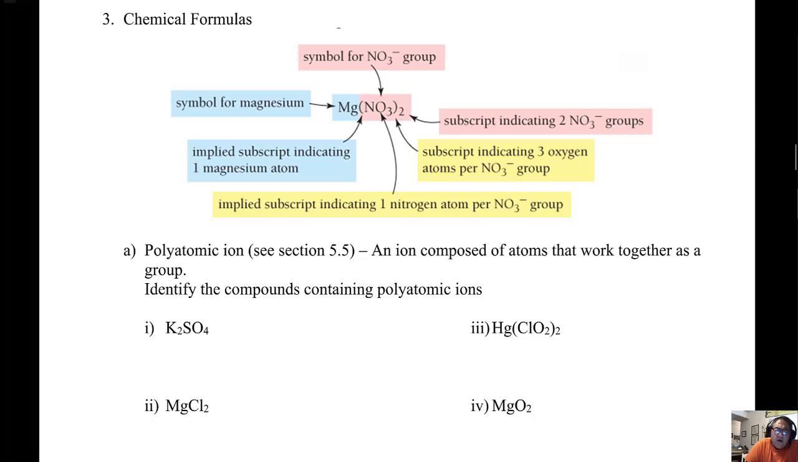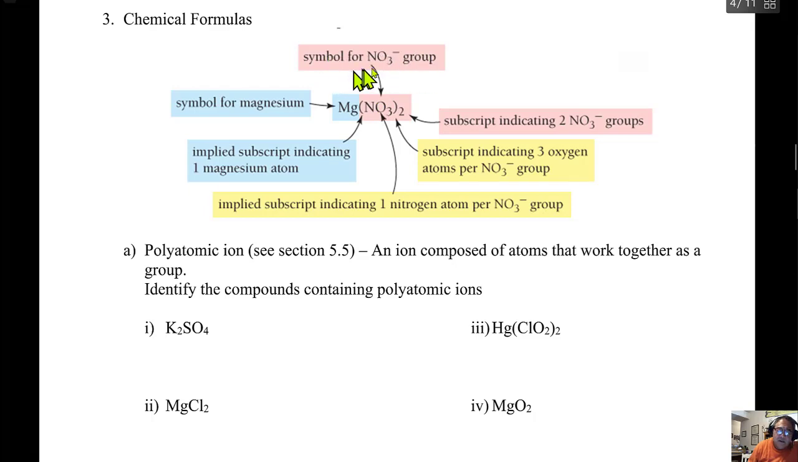Okay, so we've talked about chemical formulas already, but I do always like to go back because this is what we're going to be spending a lot of time on. I want to make sure we're on a level playing field or caught up mentally where we should be. So in a chemical formula like this one for magnesium nitrate, there's a symbol for magnesium, the implied subscript of 1, right? And then we have a symbol for the NO3 minus group, and I'll talk about that.